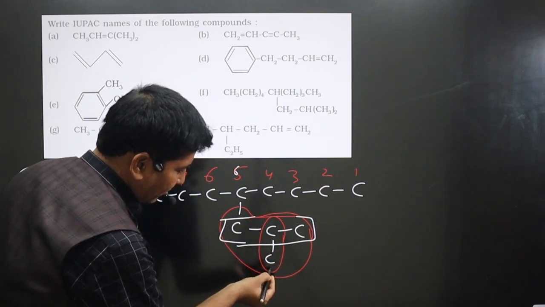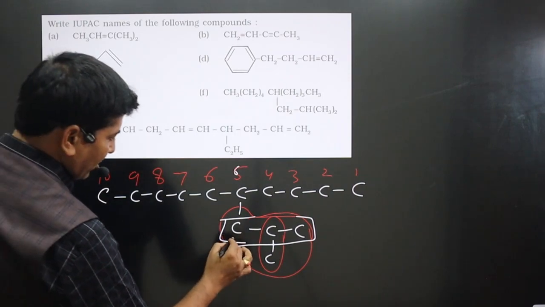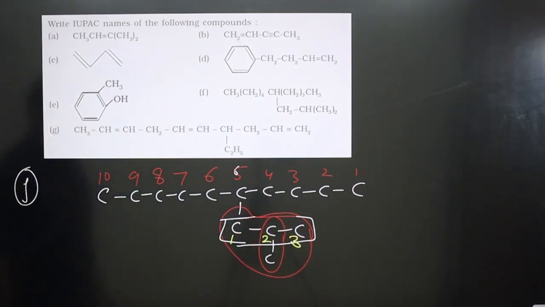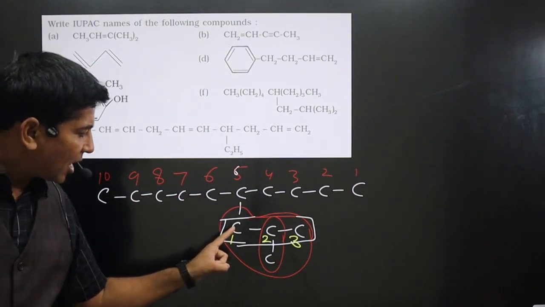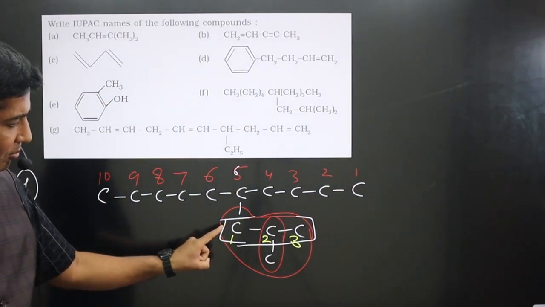So we always do the numbering from here. You cannot start numbering from here or from here. Let me change the color. So you can do the numbering from here. It is 1, it is 2, and it is 3 is there, like that. You should start numbering from the carbon which is attached to the parent chain. Okay, so you start numbering from here.